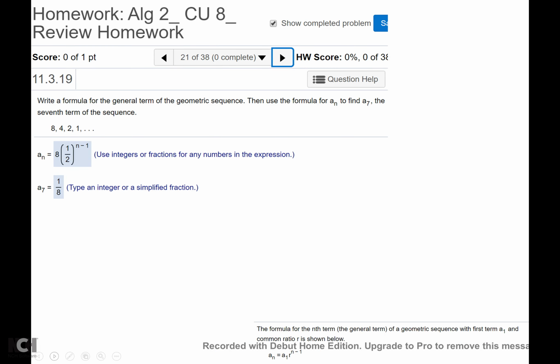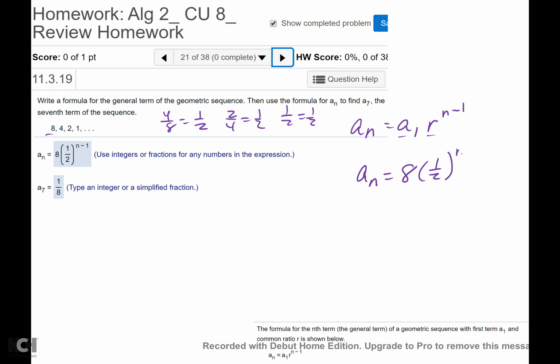Alright, it says write a formula for the general term of the geometric sequence, then use the formula to find a sub 7, the seventh term of the sequence. Alright, so to write my formula, a sub n equals a sub 1 r to the n minus 1. I need two things. I need a sub 1 and I need r. Well, I got a sub 1. It's the first term in the sequence. To get r, you divide your terms. 4 divided by 8 is 1/2. 2 divided by 4 is 1/2. 1 divided by 2 is 1/2. So the common ratio is 1/2.